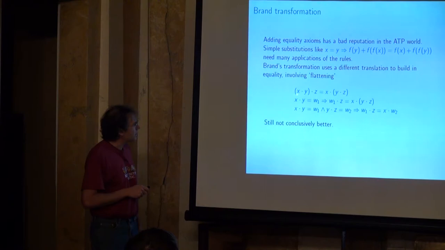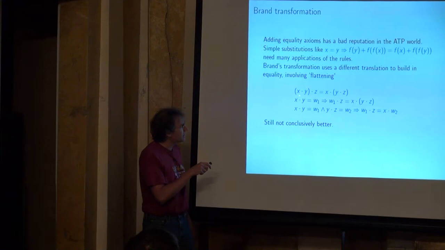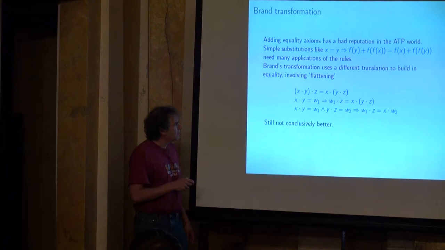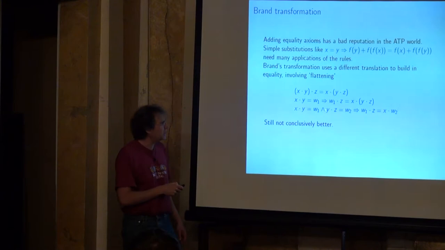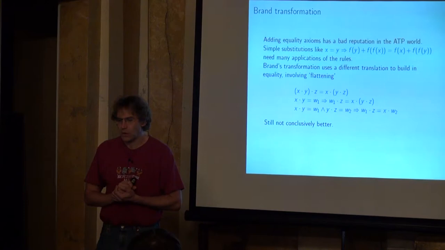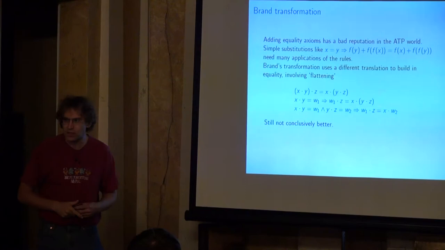So if you start with a formula like this, say, take associativity of, well, we'll call this multiplication, but it's just an abstract function symbol. If you start with associativity of multiplication, Brand's transformation basically does something, again, a little bit like the definitional CNF. It's introducing new variables to stand for subformulas. So it's saying if x times y equals w1, then w1, standing for x times y, equals x times y, and so on. And you keep applying that transformation until you don't have any nested applications of function symbols. And if you make that transformation, you no longer need the congruence rules. And then there are some other transformations that ensure that you no longer need the other equality rules. So it's not conclusively better.